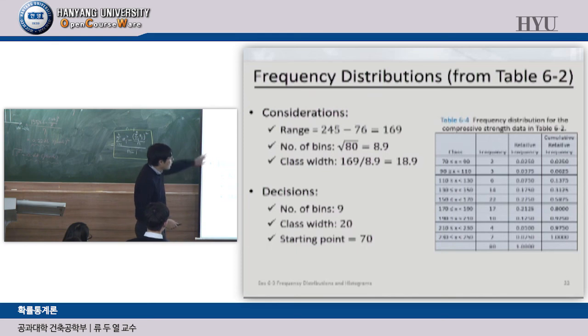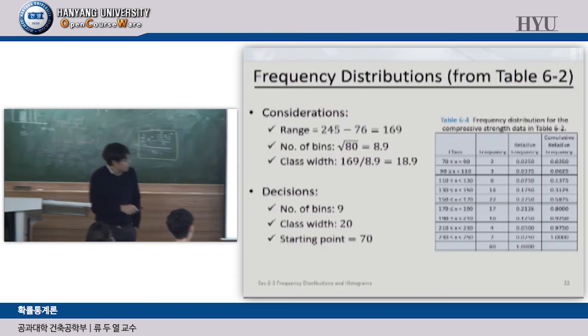According to the previous test data, table 6-2, we can calculate the frequency for each class. This is the number of data points included in each class. The first one is just 2, the second class is 3, and so on, and the last class is 2. So the total frequency is equal to 80. This is the total number of data.